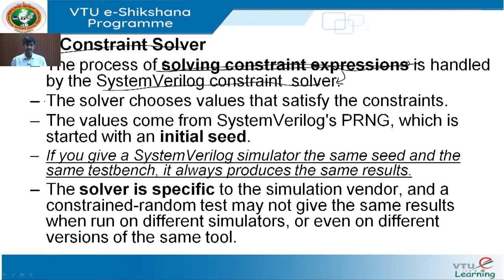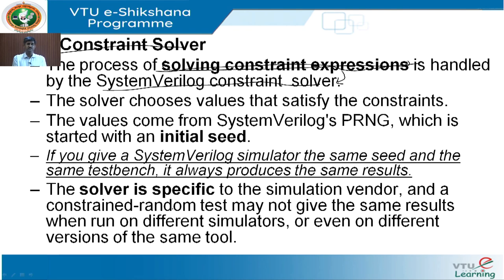So what does SystemVerilog have? Two major properties: randomization and the solver. One is randomization, which checks the status of the constraint. The second is that I am solving that constraint; the error obtained on a randomization will be solved through this constraint solver. The solver chooses the values which satisfy the constraints. That's what I told.